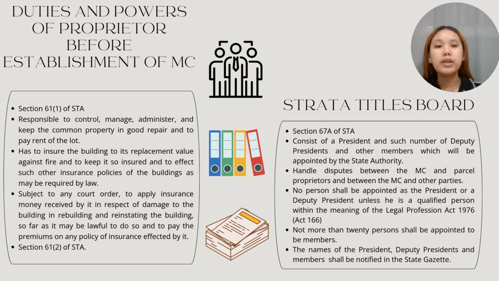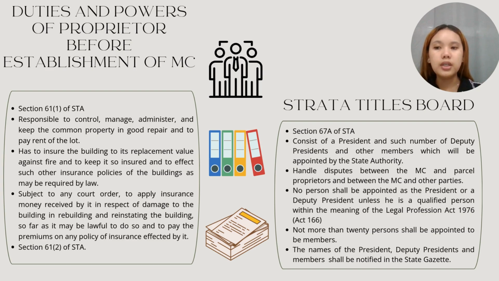Next is the duties and powers of proprietors before the establishment of the MC. So, according to Section 61, Clause 1 of the STA, before the establishment of the MC, the original proprietor is responsible to control, manage, administer, and keep the common property in good repair and to pay rent of the lot. Next, the proprietor also has to insure the building to its replacement value against fire and to keep it so insured and to effect such other insurance policies of the buildings as may be required by law.